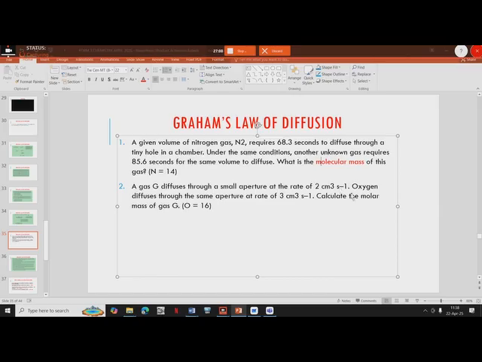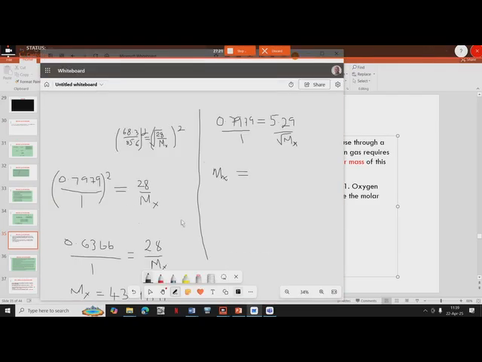So we are going to apply the formula that uses the rate. As you can see, this is the rate of diffusion, 2 cubic centimeters per second. That is the rate of diffusion, and you are even told it is the rate.